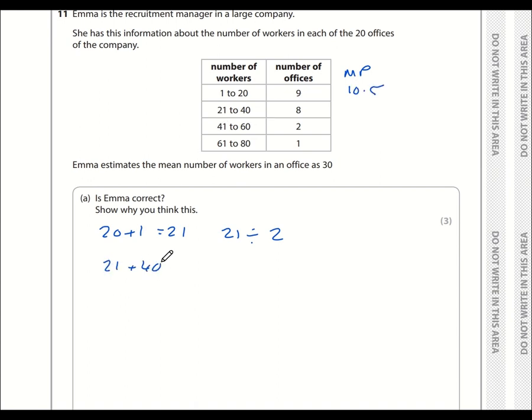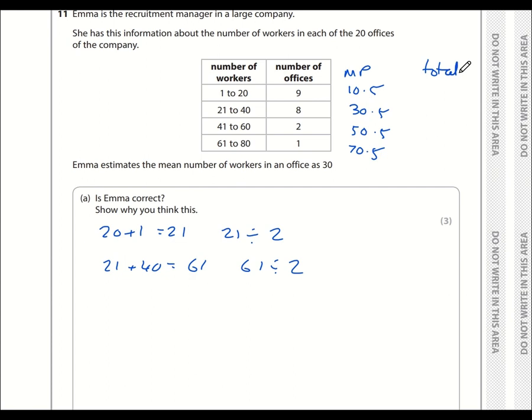21 plus 40 is 61. 61 divided by 2 is 30.5. So we can see that these groups are going up in 20s: 1, 21, 41, 61; 20, 40, 60, 80. So the midpoints are also going to go up in 20s. Just saves me doing more of those slightly irritating calculations. But it's okay, you don't have to spot that we're going up in 20s. You can carry on working out the midpoint of these if you want. So that is 70.5. So what we're assuming here is that in 9 of the offices there are 10.5 workers, which kind of doesn't make sense.